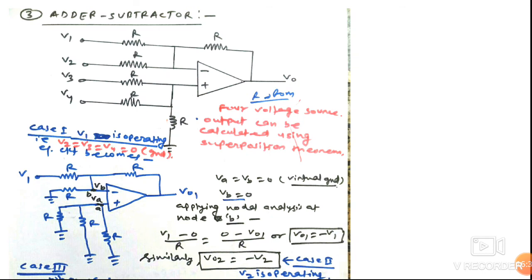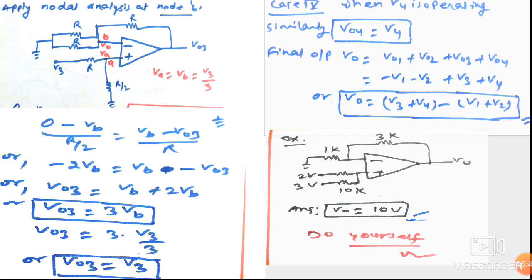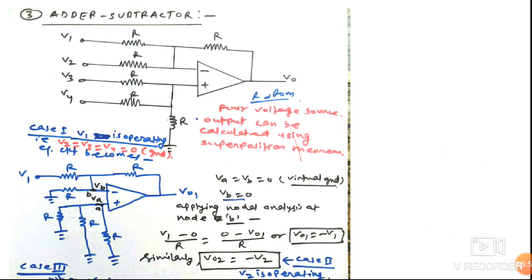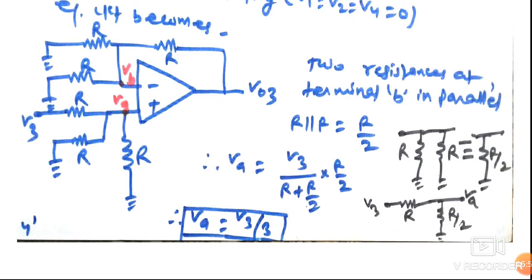Similarly, we can operate the V2 voltage source and kill all the other sources. We can write V02 is equal to minus of V2, a similar expression, when V2 is operating and the rest of the sources, that is V1, V3, V4, are killed. Now case 3, when V3 is operating and V1, V2, V4 are killed, that is grounded.